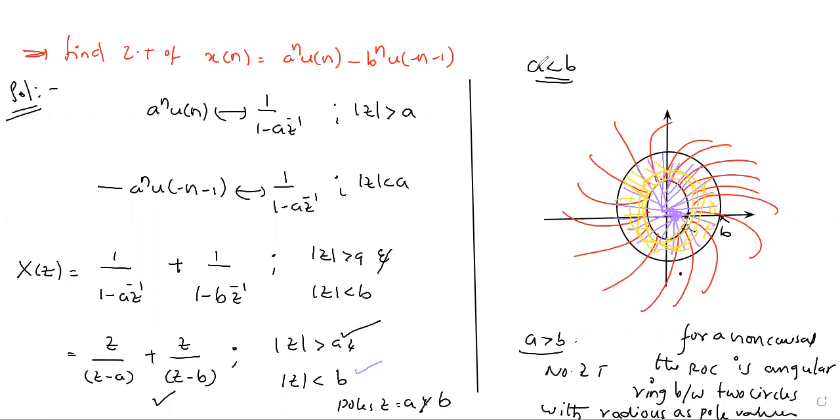Okay, and the causal signal pole must be less than the non-causal signal pole. That is the case. If it is greater, it means not possible. So for a non-causal sequence, the ROC is an annular ring between two circles with radius as pole values. Okay, this is about the third combination.